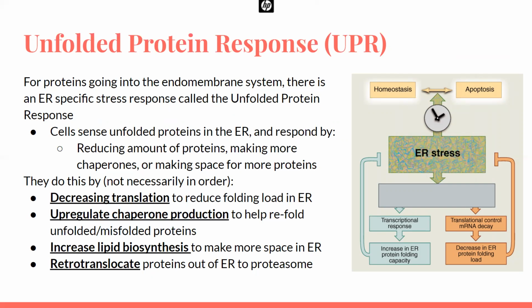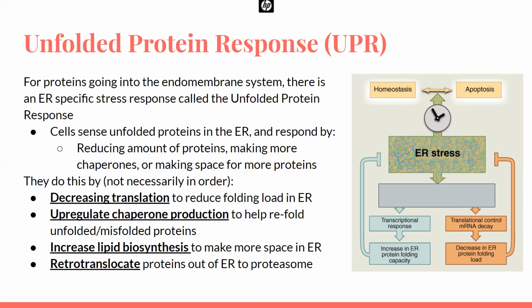So this is how they do this. They decrease translation by reducing folding load in the ER, because like I said before, they want to focus specifically on the unfolded proteins that need to be taken care of. They upregulate chaperone production, which will help refold unfolded and misfolded proteins, like we talked about before. And to make more space for these proteins, the ER increases lipid biosynthesis. We don't need to go into the specific mechanism, but when you increase lipid biosynthesis, you make more space in the ER for proteins.